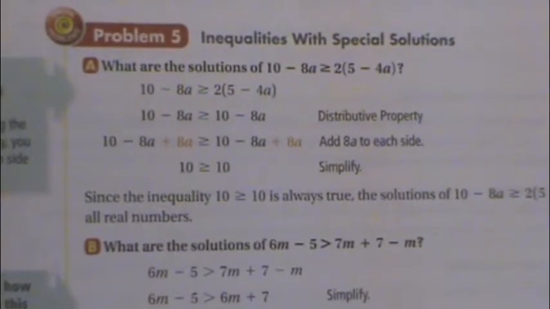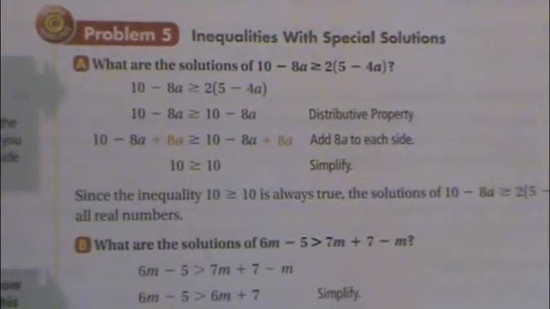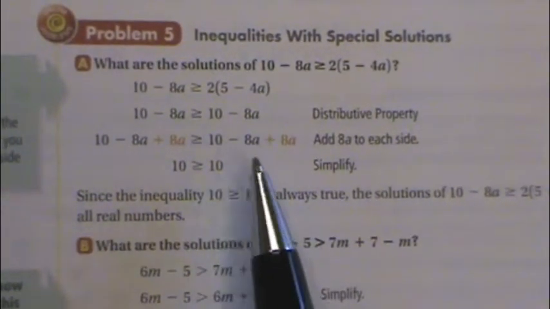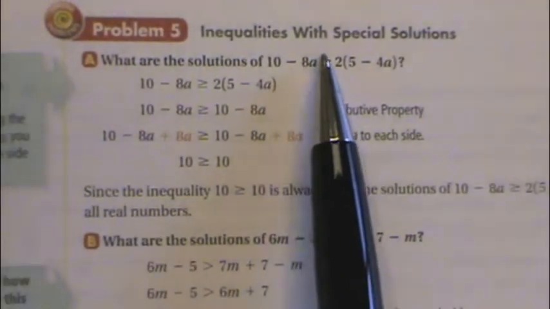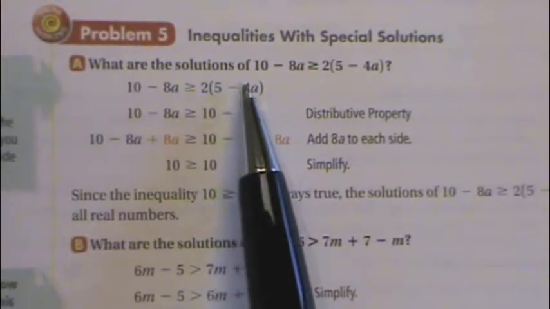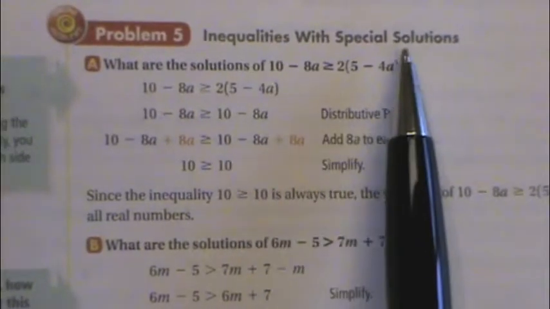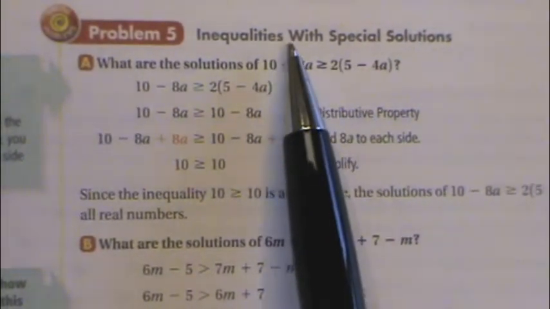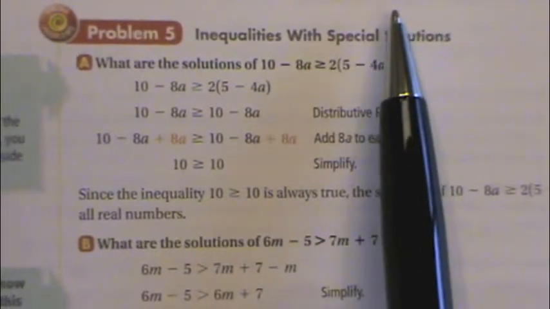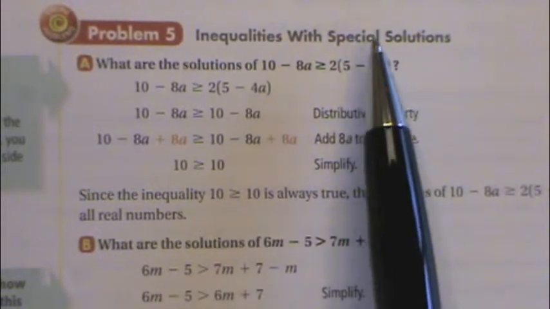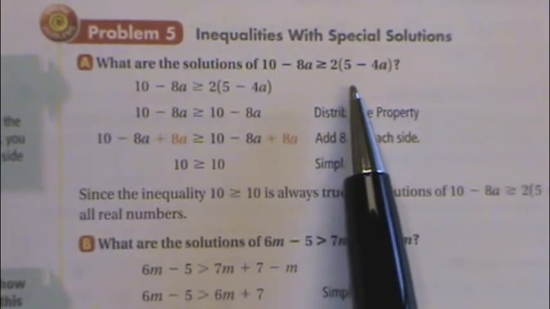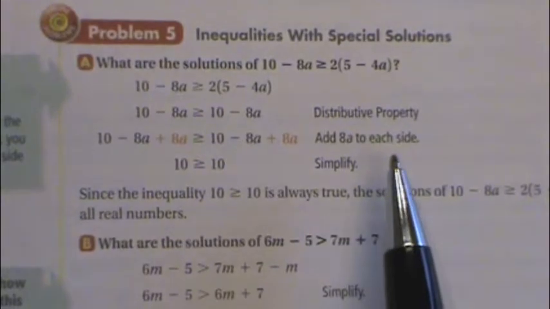So number 5, the top of page 189, this is definitely the last one. I actually have a question about this. They're talking about inequalities with special solutions. Some inequalities are never true, which we saw with equations, and some are always true. And I want to know why they don't call those identities like we did when they were equations.